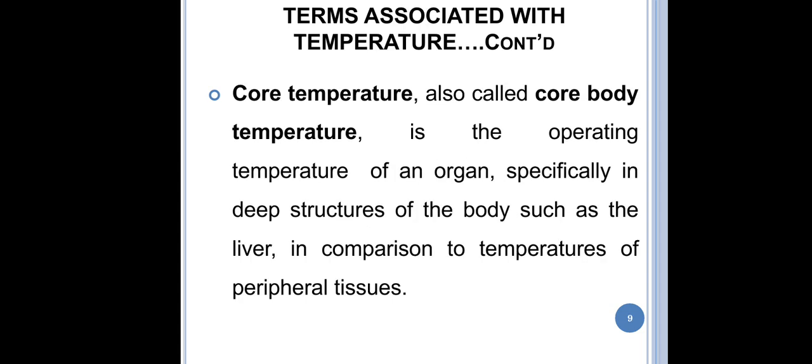Okay. There's also what we call core temperature, also called core body temperature. This is just the operating temperature of an organ, specifically in the deep structure of the body, such as the liver, in comparison to the temperature of the peripheral tissue. So we are talking about those internal organs, and the temperature of those operating organs, like the liver specifically, as compared to temperatures of peripheral tissues. The peripheral tissues are talking about external organs mainly.